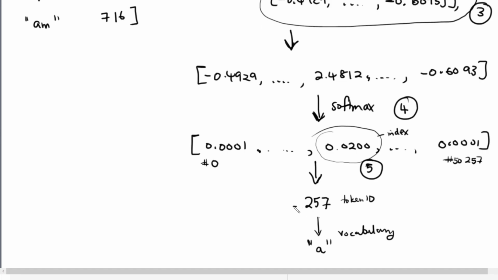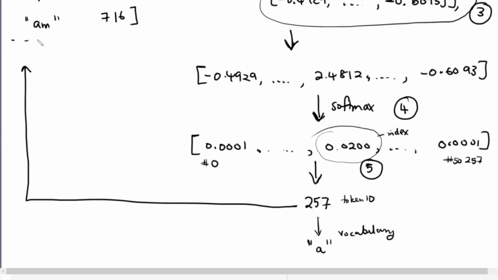And what we then do is take this and add it to our input. We add that A, which is our 257 token ID, and then we repeat this process. We repeat the process until we are done, until we reach the end of sequence token or whatever our stopping criteria will be. That's pretty much what we're going to do. So let's see how this happens in code.